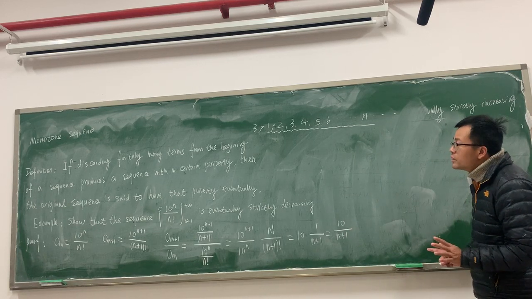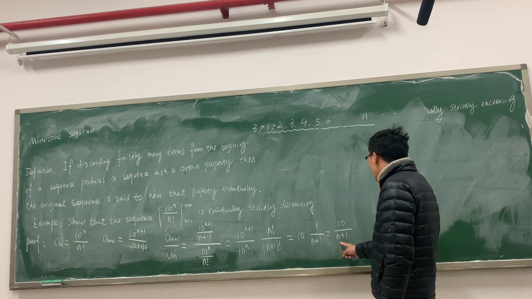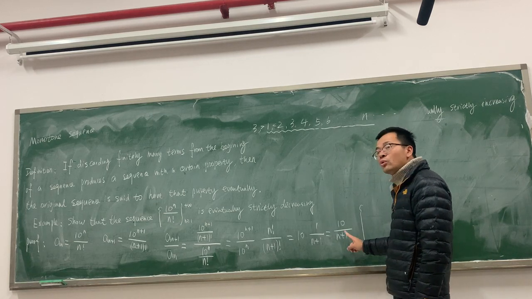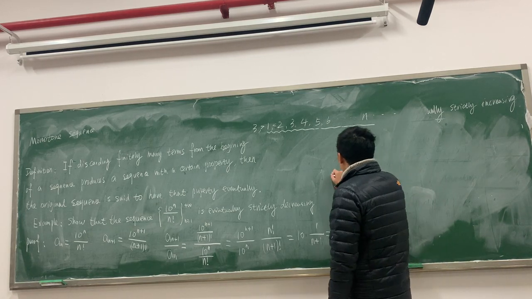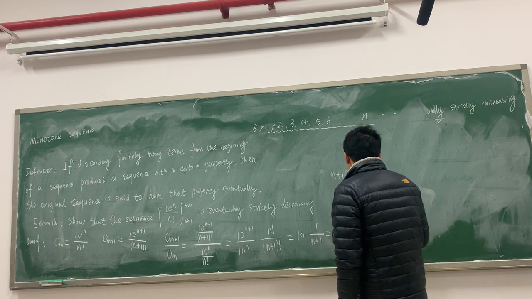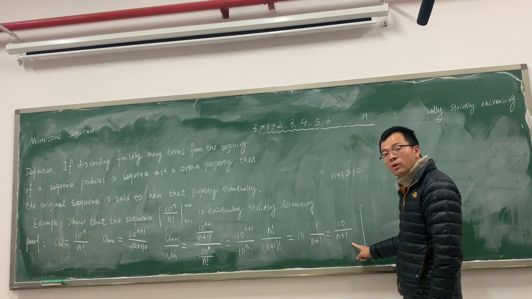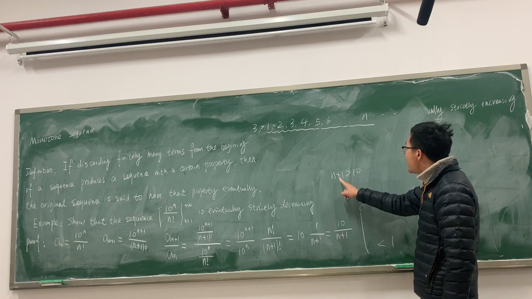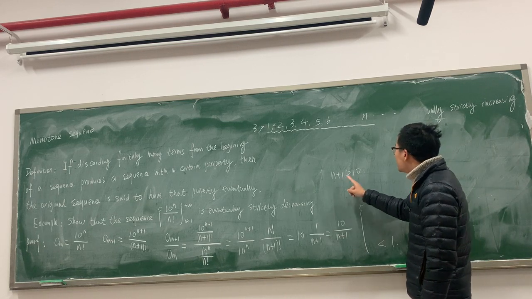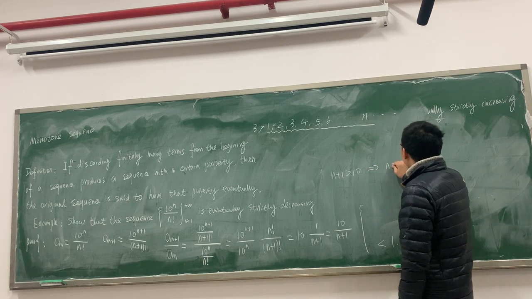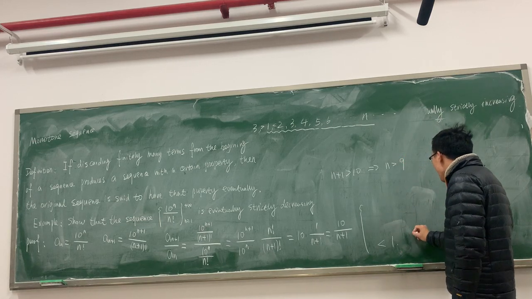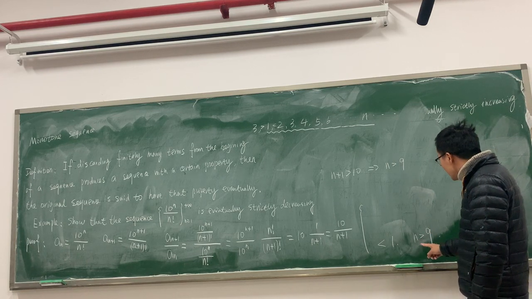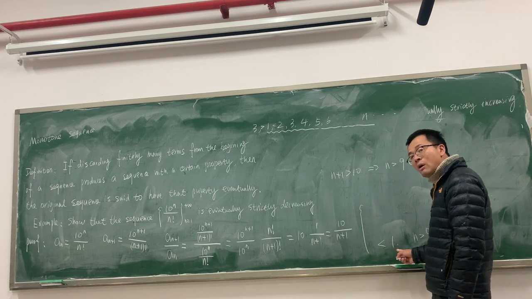So now we can see what? When n plus 1 is greater than 10, this should be less than 1. When n plus 1 is less than 10, here it means n is greater than 9. So when n is greater than 9, this number will be less than 1.